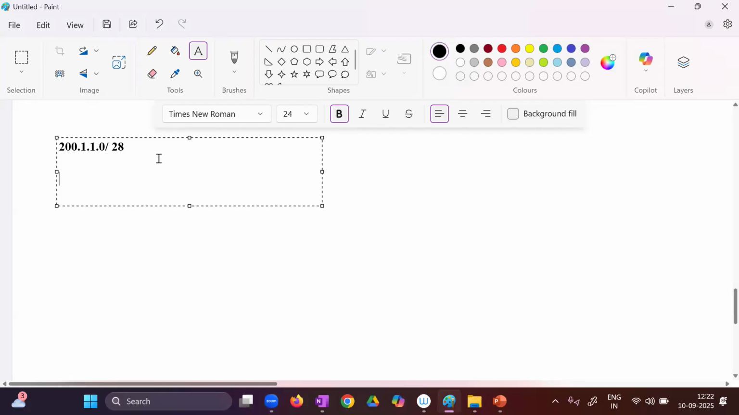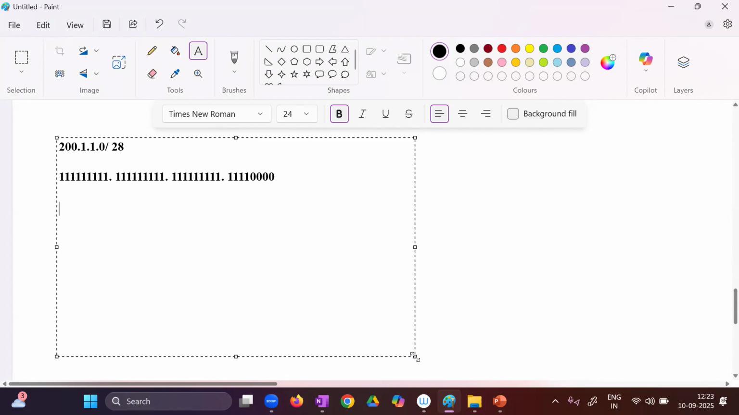Now see, okay, so it is /28. It means what? How many ones will we get? 1, 2, 3, 4, 5, 6, 7, 8. Then 1 to 8, then 1 to 8, then 1, 2, 3, 4. And the rest is 1, 2, 3, 4, right? It means four 1s and four 0s we are getting here. So when you write all the things, in total you will get 255.255.255.240, right?